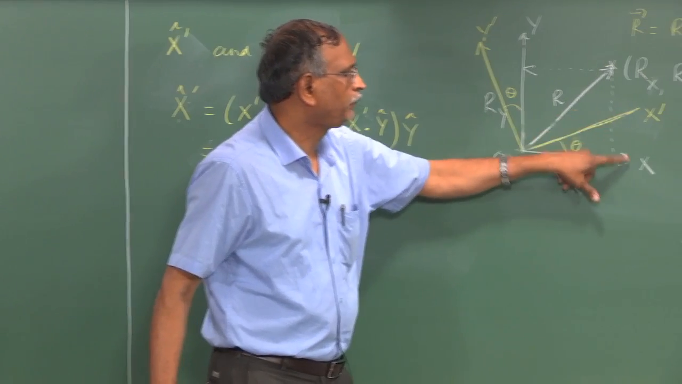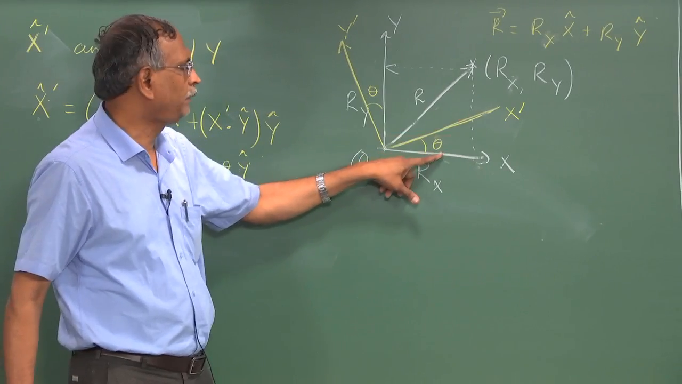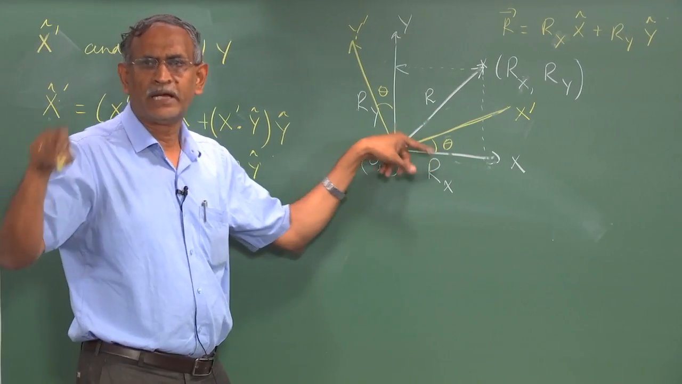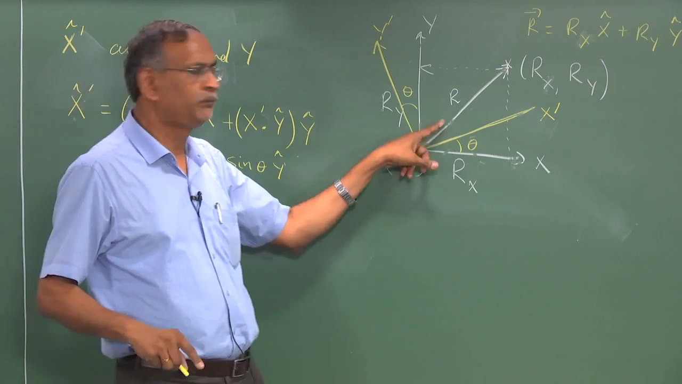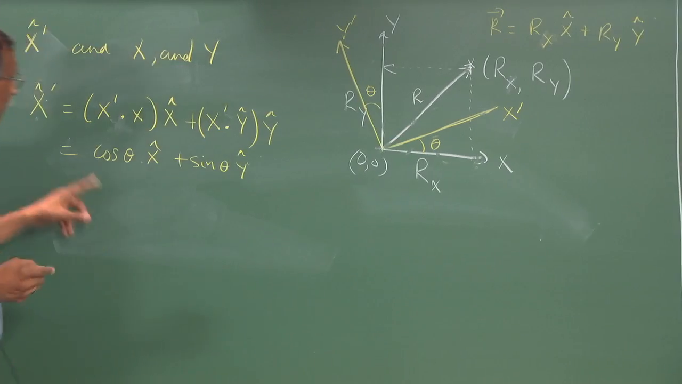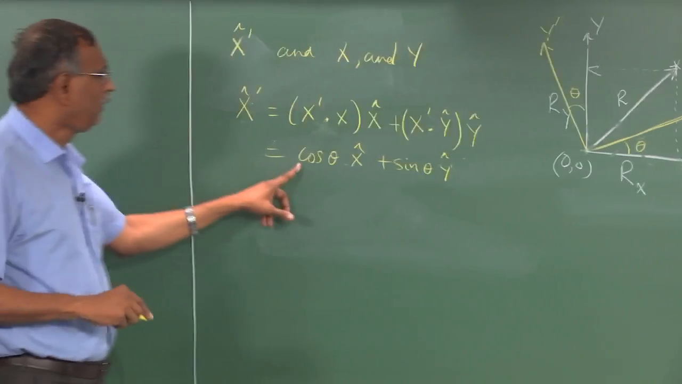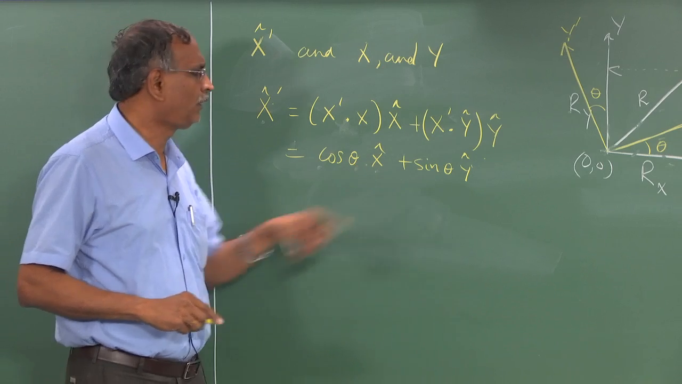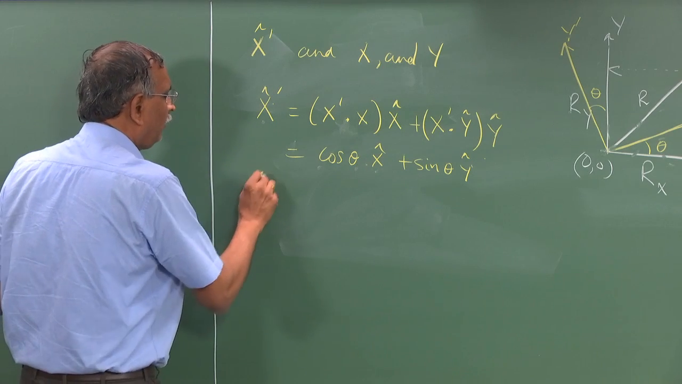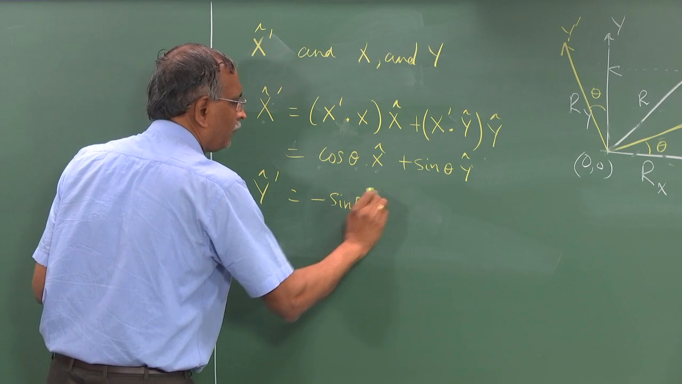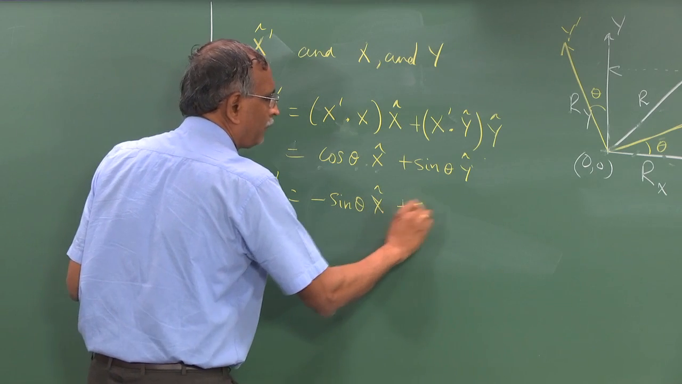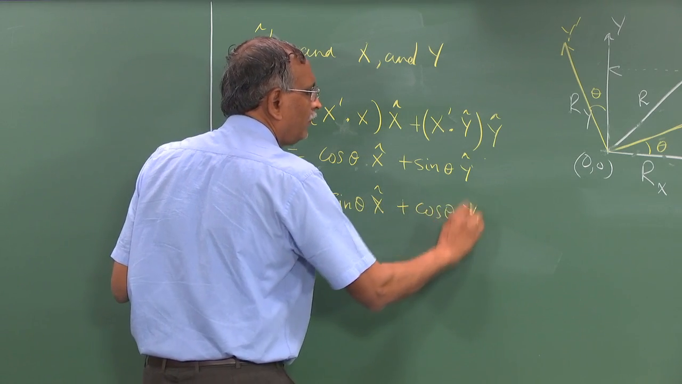The scalar product between these two unit vectors x and x prime is, of course, the magnitude of x times the magnitude of x prime times the cos theta, the angle between the two. Well, given that the magnitudes are all 1, you have cos theta times x and sin theta times y. And likewise, you write y prime as minus sin theta times x plus cos theta times y.